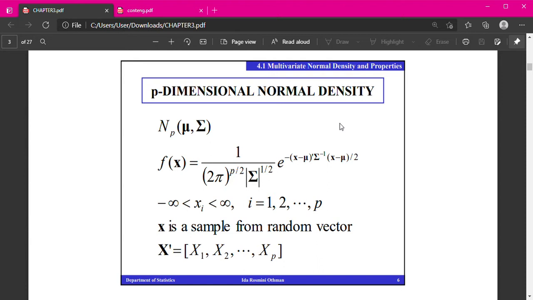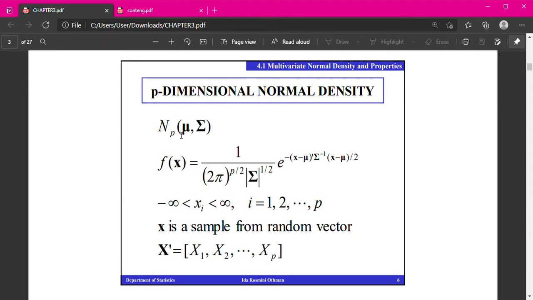Lebih daripada satu variable. Okay, so sebab itulah dekat sini dia tulis p. And p normal density function untuk p variable. Number of variable, how many x yang you ada. Okay, so mu dekat sini ni adalah mean untuk multivariate lah. Maksudnya kat sini will be the vector. Okay, di sini adalah variance-covariance matrix. Alright.